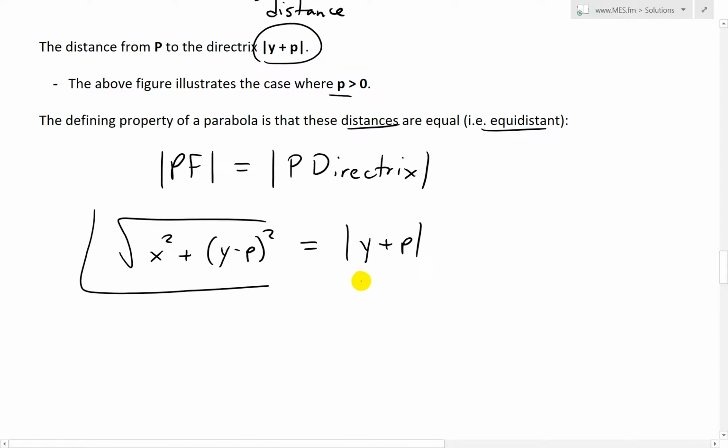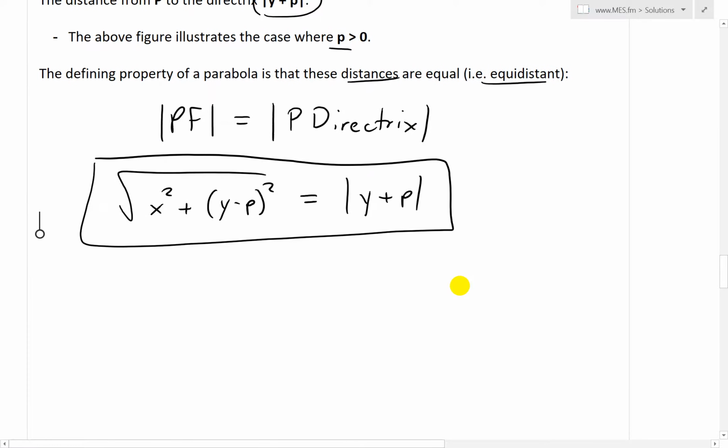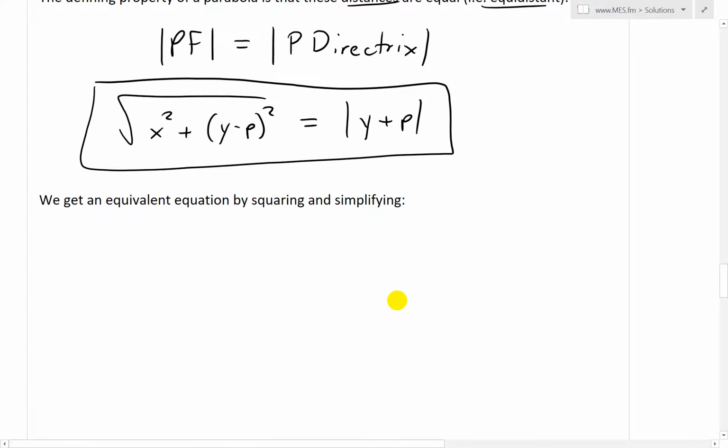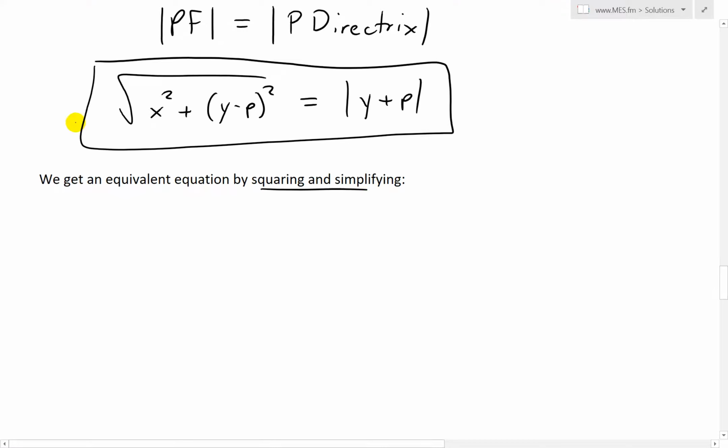Again, that's the definition of the parabola as explained above. So now we have it in equation form. We can get an equivalent equation by squaring and simplifying. So when we square that, let's just square this: y minus P, let's write it down and then square it. So squared.